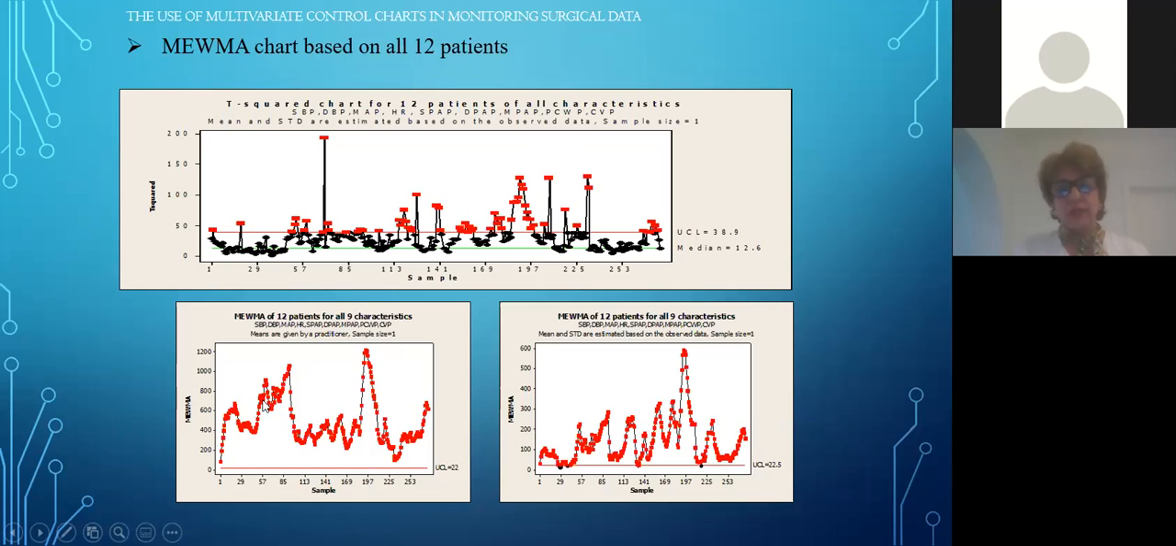And this chart is the multivariate EWMA chart for the same patients, again using the mean by the practitioner and using the mean of all of our data. And you can see that the number of out of control signals is completely different from the number that the T-square chart is giving to us. The reason is the EWMA chart is designed to pick up the small shift as well, and that is why you have got a lot of out of control signals.